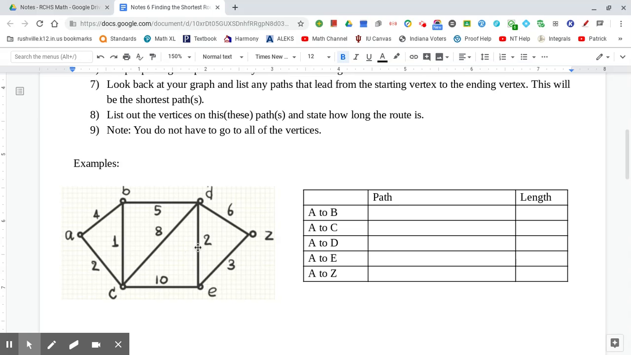For this example, we have a graph that has 1, 2, 3, 4, 5, 6 vertices. We might not necessarily go to all of these vertices, except for the fact that I don't know where I'm going to end.